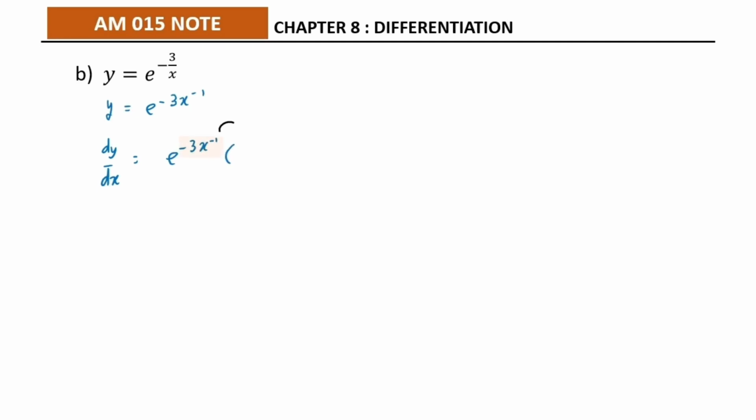And differentiate the power of e, we have negative 3 times negative 1 x power of negative 2. Simplify, 3e power of negative 3 over x times 1 over x squared. So simplify, 3 over x squared, e power of negative 3 over x.